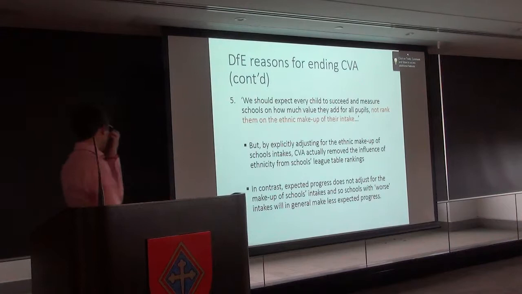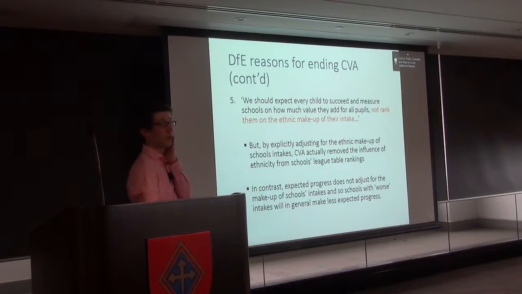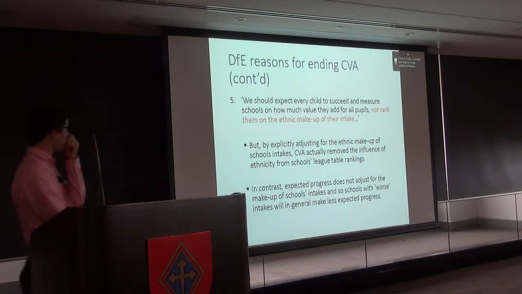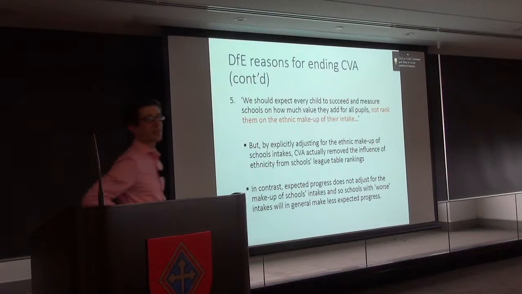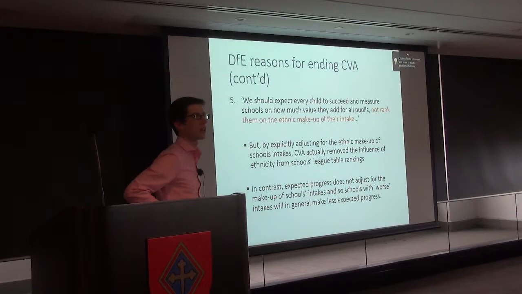So there's some kind of confused thinking, I'd argue, in this schools white paper, which led to the removal of CVA and its replacement with expected progress. All these performance measures are flawed in all different ways. I'm not saying CVA is brilliant, but some of the thinking you could argue about, and clearly expected progress has its own quite severe flaws, I'd argue.